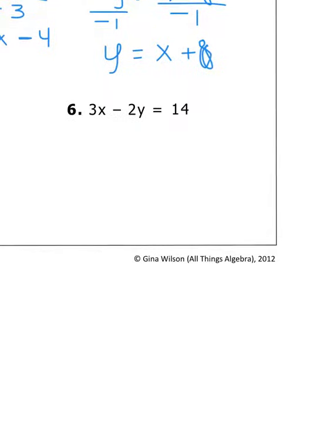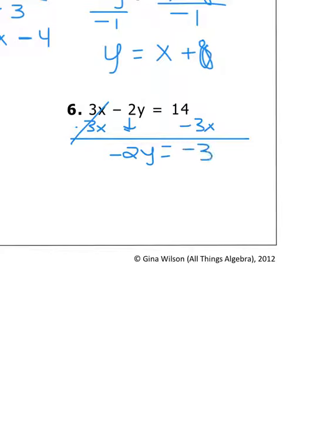Alright, last one, number 6. We have 3x minus 2y equals 14. So we still want to get y by itself, so we're going to subtract 3x from both sides. Okay, so 3x minus 3x cancels out. We bring down our negative 2y. And we rewrite on the other side. So negative 3x plus 14.